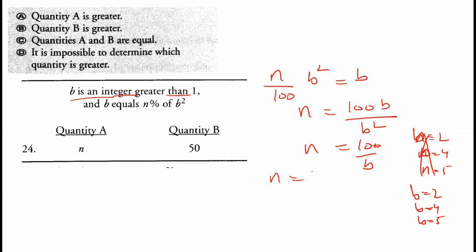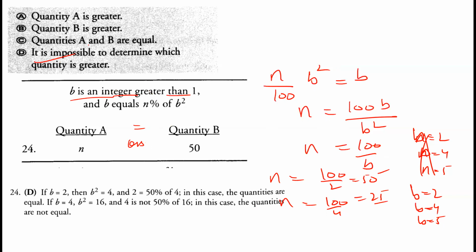So n equals, if B is 2, then 100 divided by 2 is 50. Now if B is 4, 4 is also an integer greater than 1, so n would be 25. So we can't say whether it would be 50, 25 or what. It can be equal, n can be equal to 50, and it can also be less than 50. So we cannot say whether it is equal or less. So it is impossible to determine which quantity is greater.